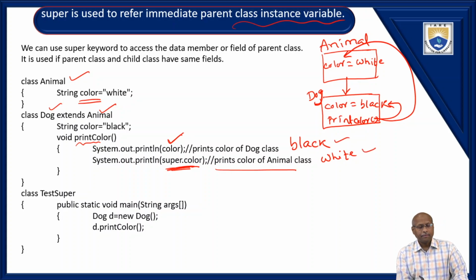Now how to call that? First of all, I have to create an instance of the Dog, then I have to call it. See, there is a class called TestSuper.